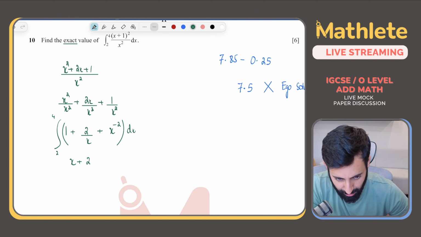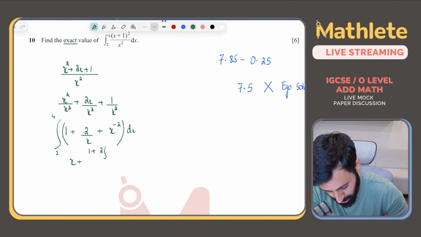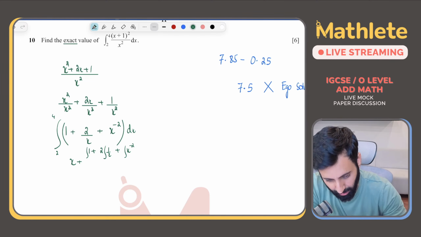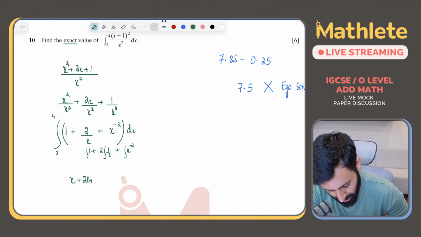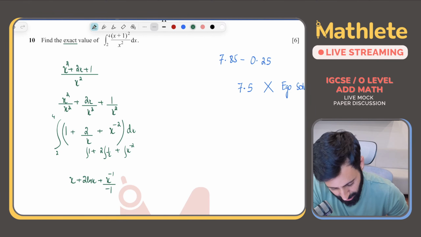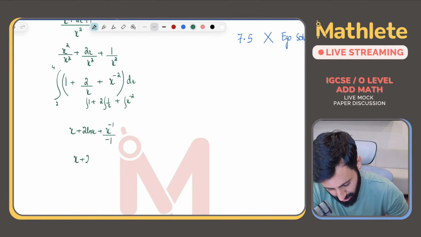So when you integrate 1, you get x. When you integrate 2 upon x, it becomes 2 ln x. So basically, you can add an extra layer of working. You can write this as 2 into 1 upon x, plus integral of x power minus 2. So integral of 1 is x. This becomes 2 ln x. And here you add 1 to the power, so that means minus 2 plus 1 is minus 1. You divide by the new power, this is what you get. So look at the amount of space, there's plenty of space. So you have x plus 2 ln x minus 1 upon x. ठीक हो गया?